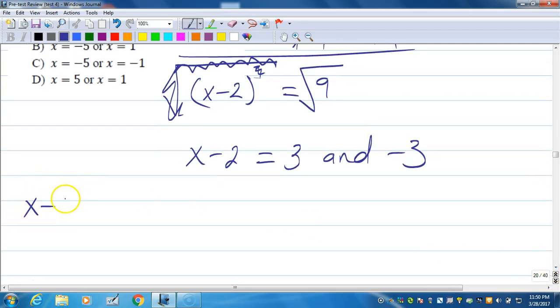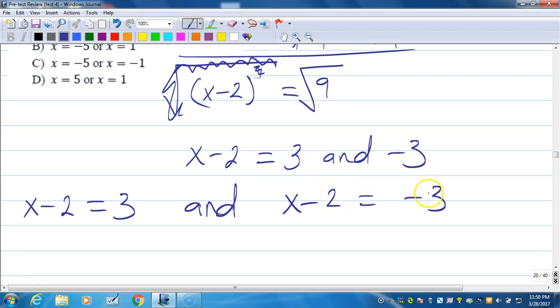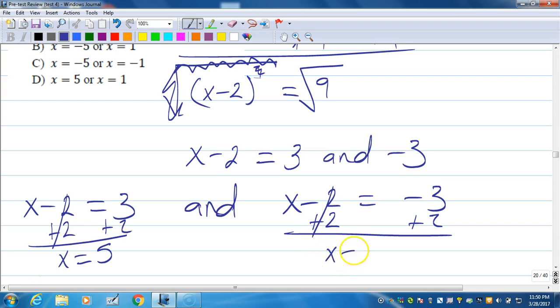So that means that x minus 2 is equal to 3 and x minus 2 is equal to a negative 3. How do you get rid of a negative 2? Because numbers will go with numbers. Move the number with a number. Plus 2 plus 2. X is equal to 3 plus 2 is 5. Same thing here. Plus 2 plus 2. And x is equal to negative 3 plus 2 will give us a negative 1. So our answers are 5 and negative 1.